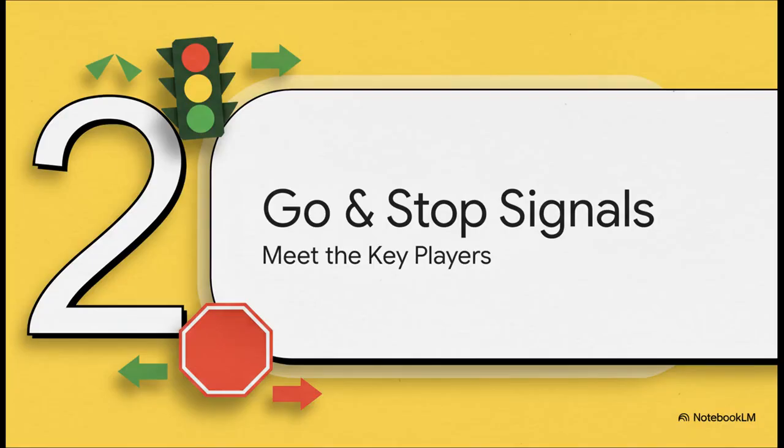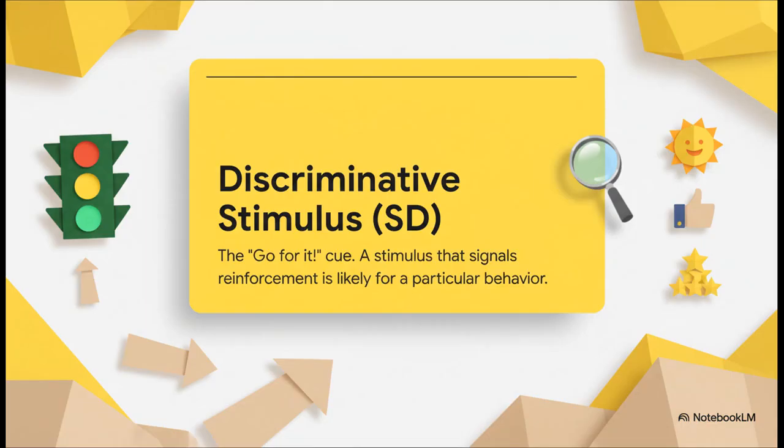To really get this, we need to meet the two main players in this process. You can think of them as the go and stop signals that we encounter all day, every day. Let's break them down. First up, we have the discriminative stimulus, or SD for short. This is your go signal. It's a cue from the environment that tells you reinforcement is probably available for a specific behavior if you do it right now. It's basically the green light.